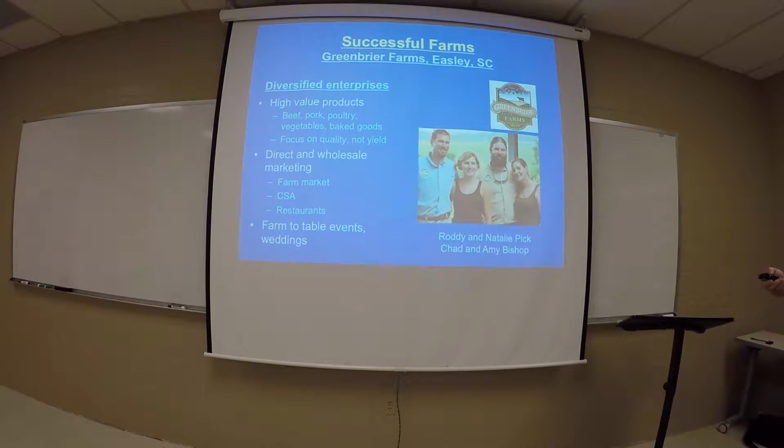They have a real diverse marketing portfolio, so to speak. They have a farm market on their farm. They have a CSA membership program. They sell to restaurants. They sell to markets like Whole Foods, which carries some of their products. And they also do farm-to-table events and weddings and wedding receptions and things like that. That's becoming an increasingly more important part of their business. So this is just one example. There are many other examples of successful small diversified farms in South Carolina.